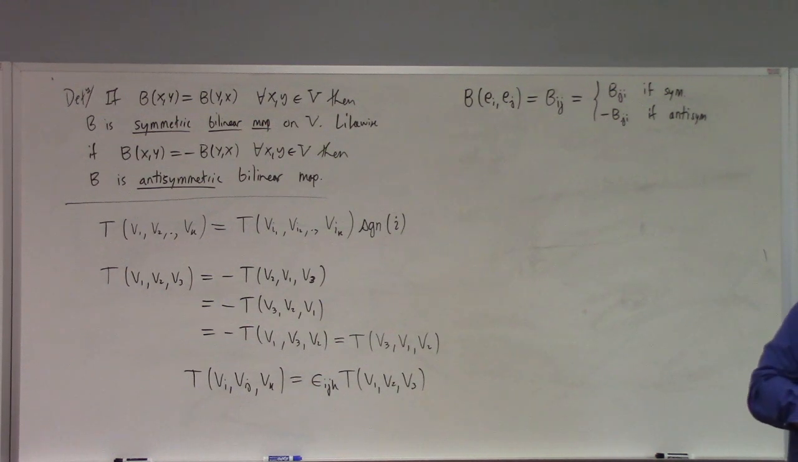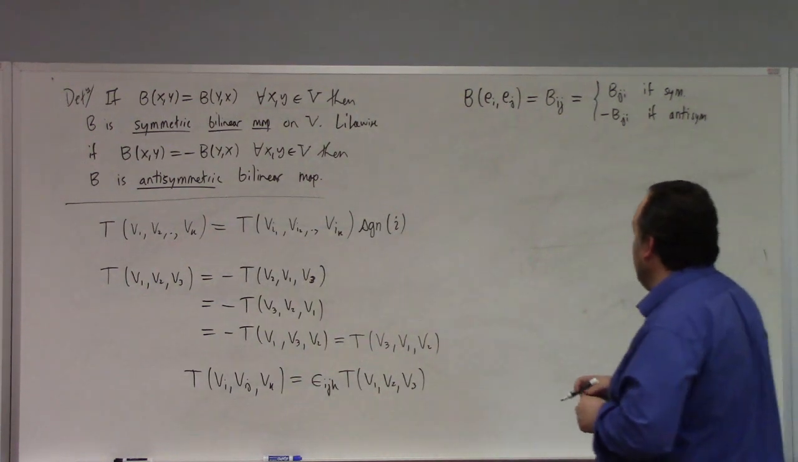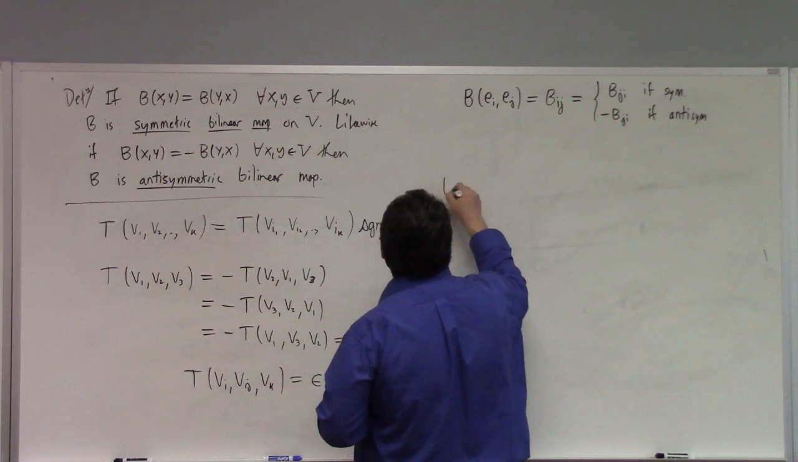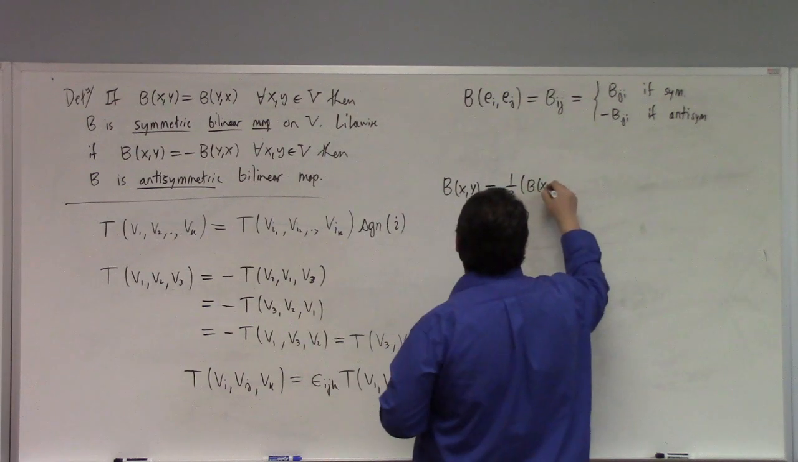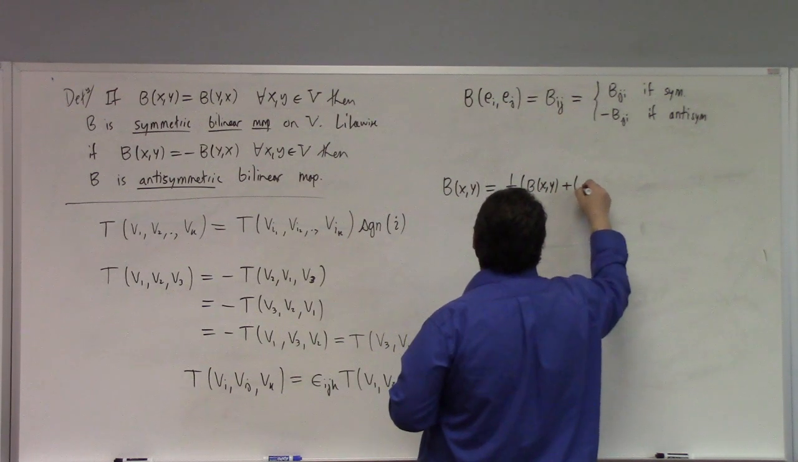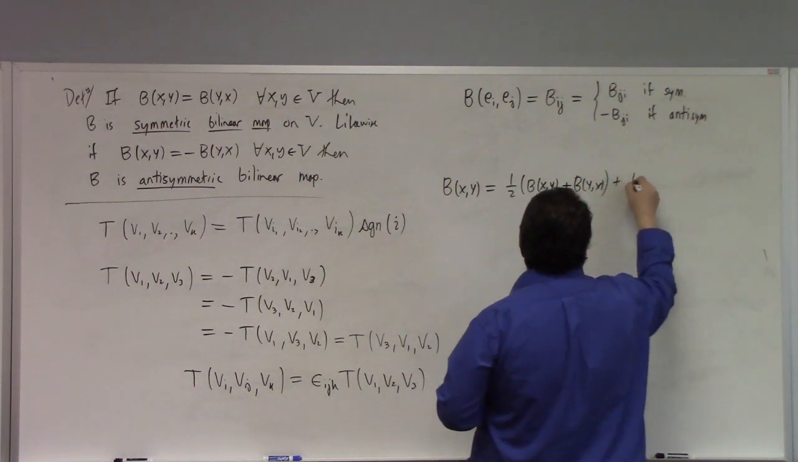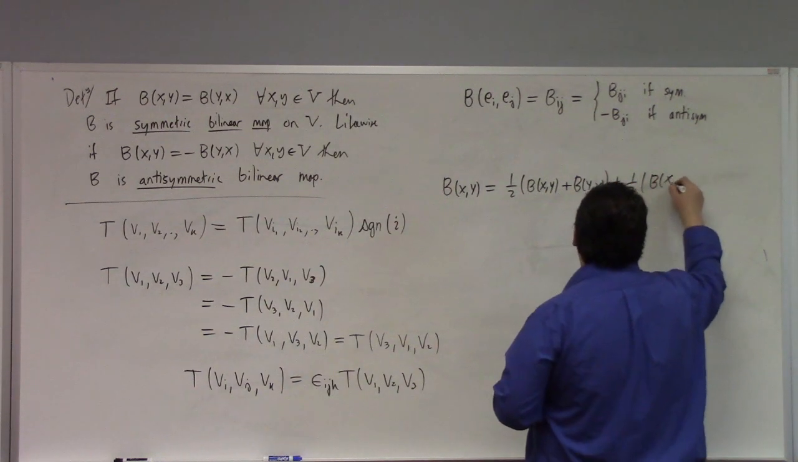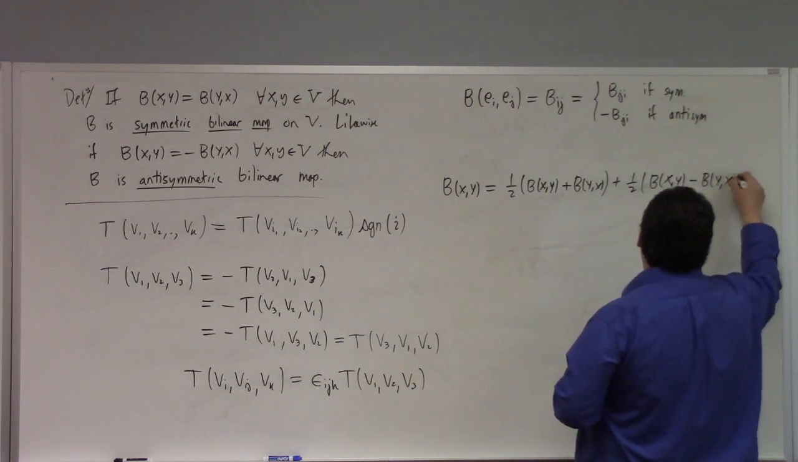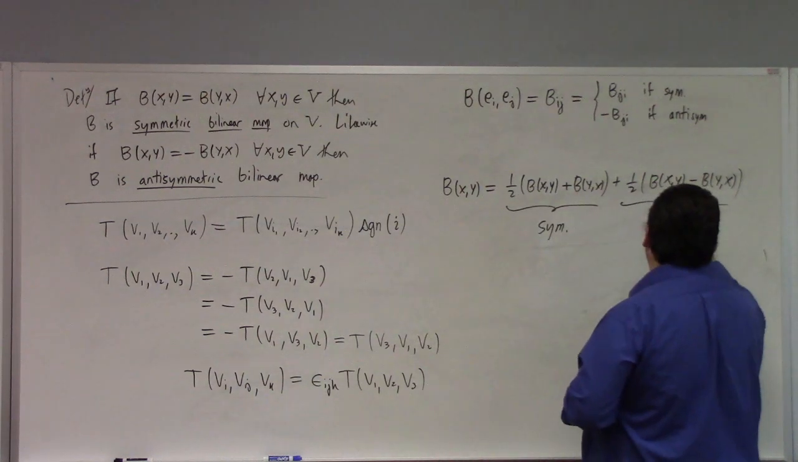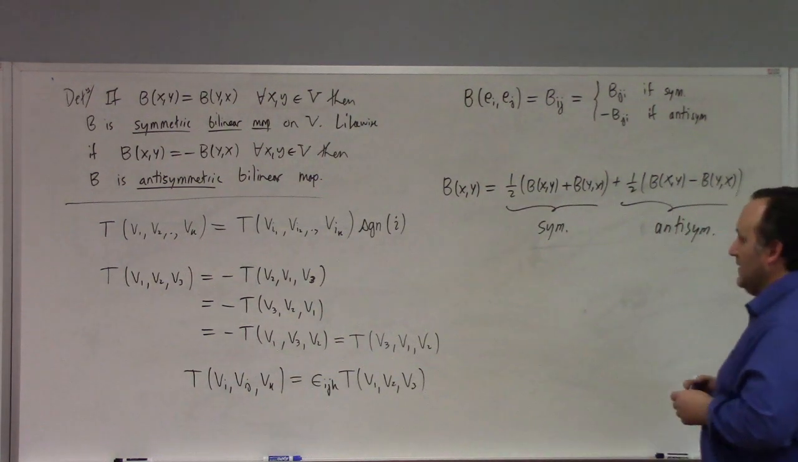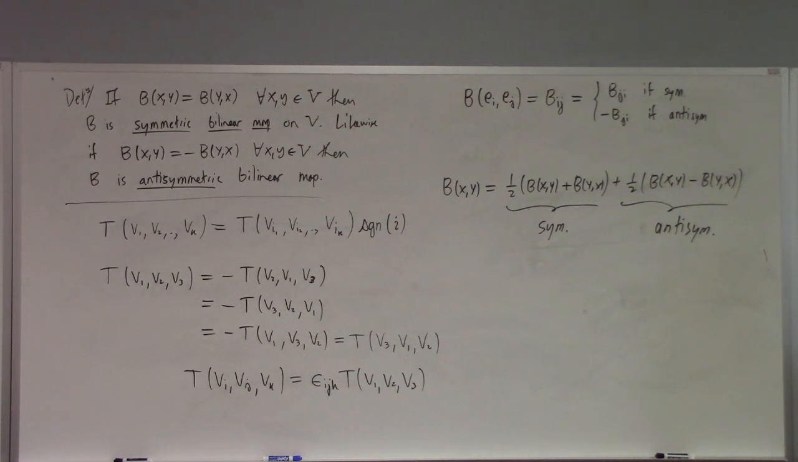Would it be the case that it doesn't equal either of those? Yes, you can have mappings which are neither symmetric nor antisymmetric. However, an arbitrary bilinear map can be written as a sum of a symmetric and an antisymmetric map according to the following rule. You just do 1/2 of bxy plus byx plus 1/2 of bxy minus byx. And you can prove that this is symmetric and this is antisymmetric. Therefore, any bilinear map can be rewritten as a sum of a symmetric and an antisymmetric bilinear map.